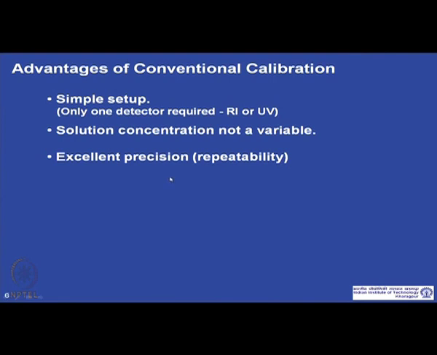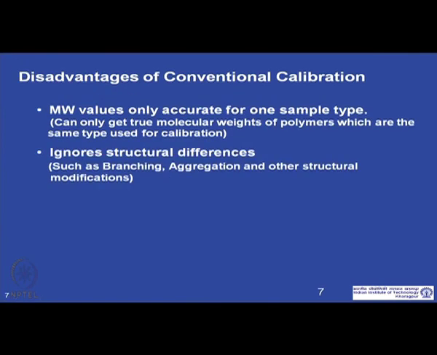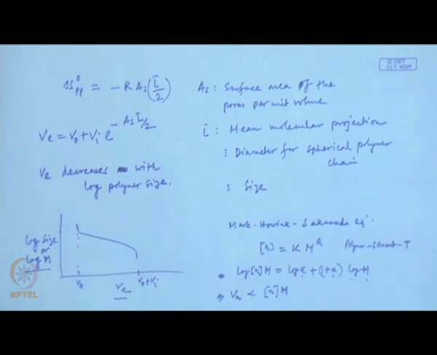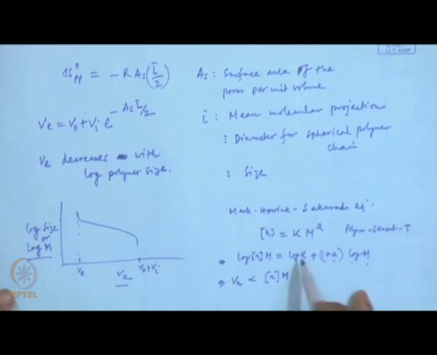However, there are many disadvantages to this conventional calibration. For example, if we go back and look at this formula, remember we said that as long as this K and a are constant, we can write log M instead of log size to construct this calibration curve.